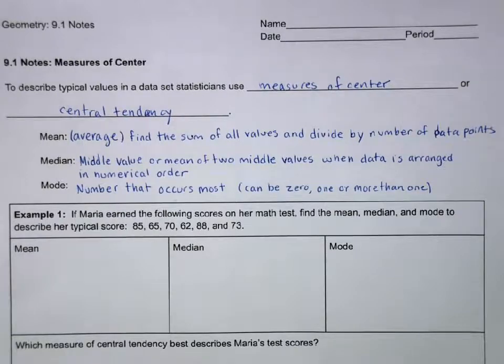For a mode, there can be zero modes if there's no numbers that are repeated more than once. You can have one mode, or you could have more than one. You could have two or three modes if there's two or more that have the same amount, but it's the most amount. So let's do an example.